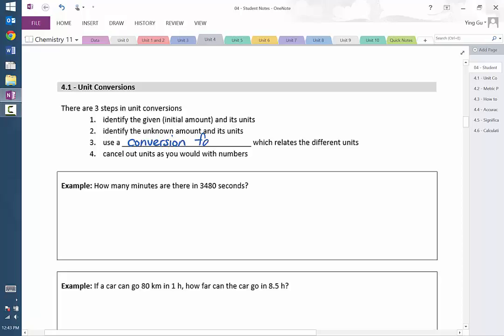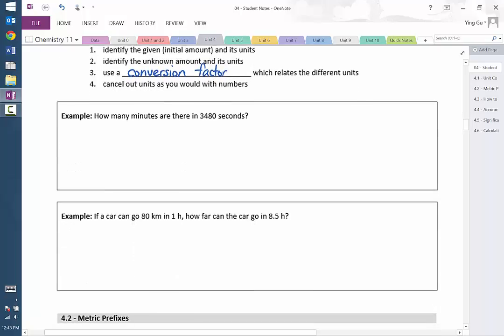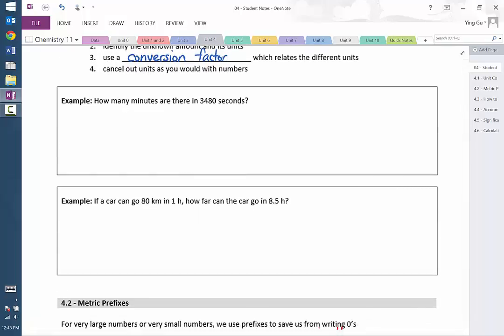Conversion factor, which is basically something that relates one unit to another. For example, let's just do a very, very simple example, something that you can do in your head right away. How many minutes are there in 3,480 seconds?